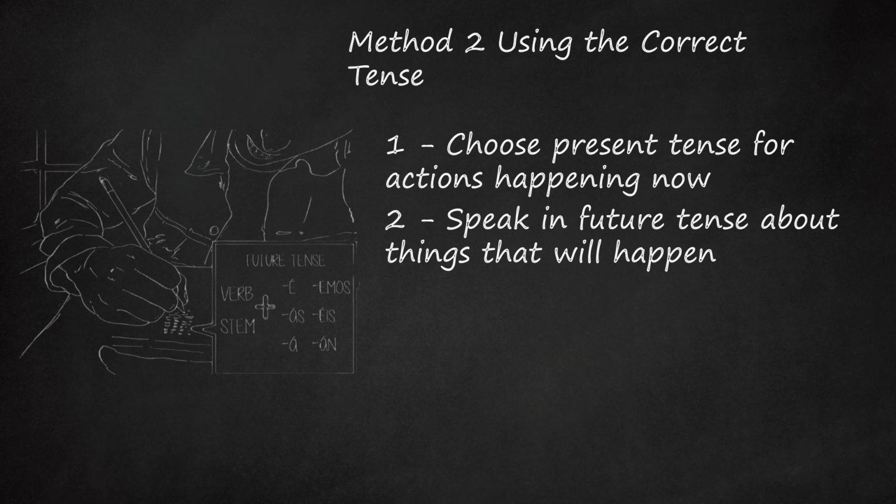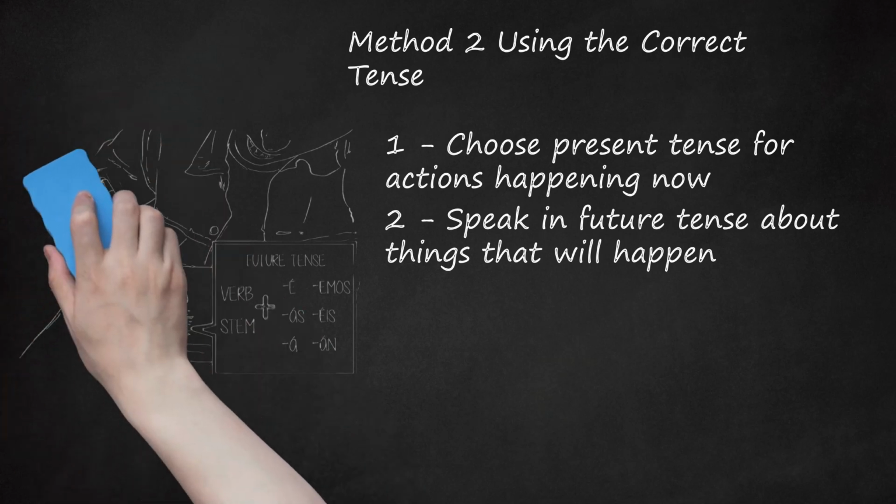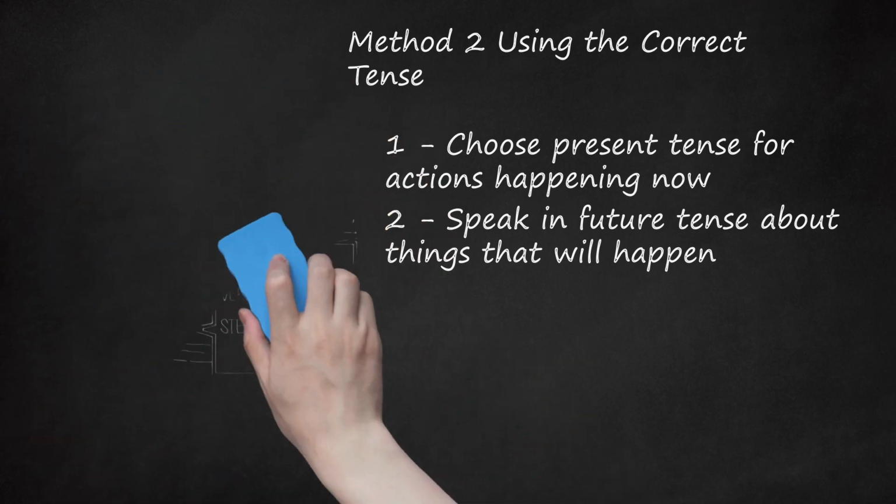For the verb hablar, to speak, the future tense conjugation would be yo hablaré, I will speak, tú hablarás, you will speak, usted, él, ella hablará, you, he, she will speak, nosotros hablaremos, we will speak, vosotros hablaréis, you all will speak, and ustedes, ellos hablarán, you all, they will speak.